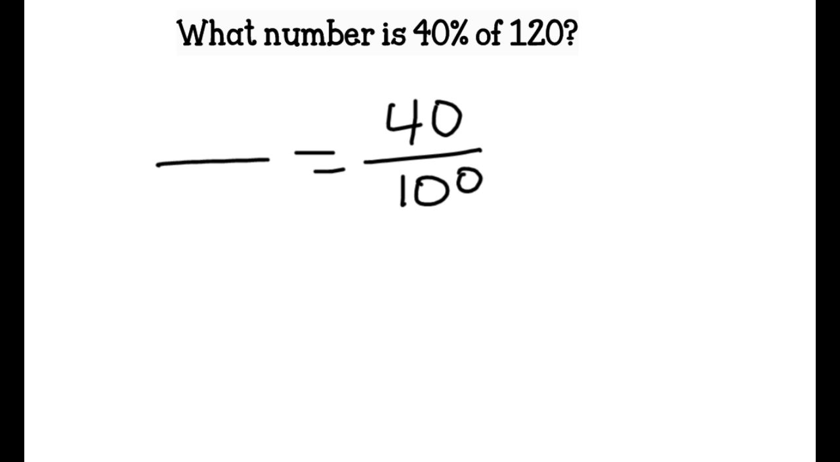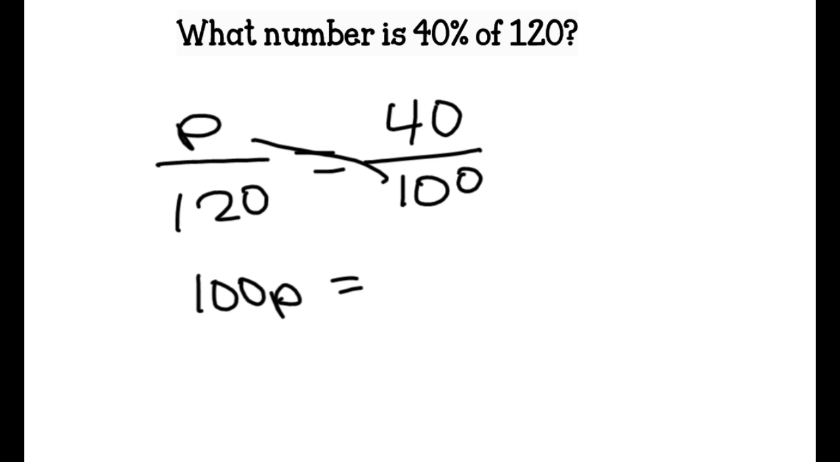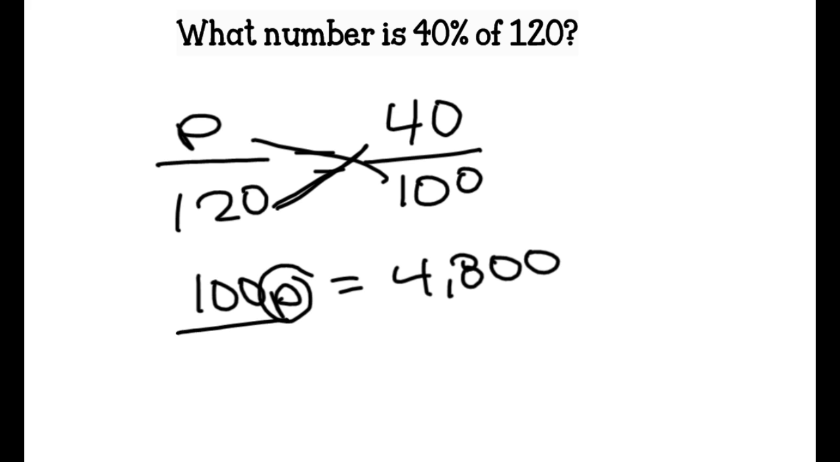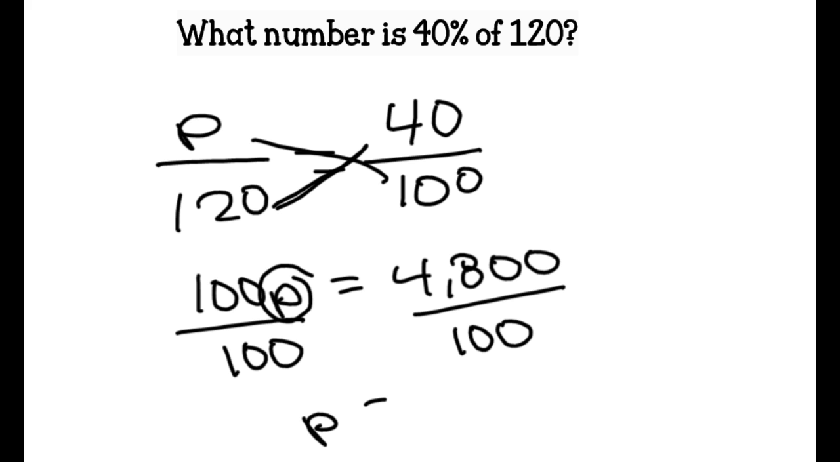So I'm going to put part on top. My whole number is 120, so I'm going to put that on bottom. And then I'm going to cross multiply. So I take 100 times p is 100p. Then I take 120 times 40, and that's going to be 4,800. And then to get p by itself, I'm going to divide by 100. So p equals 48.